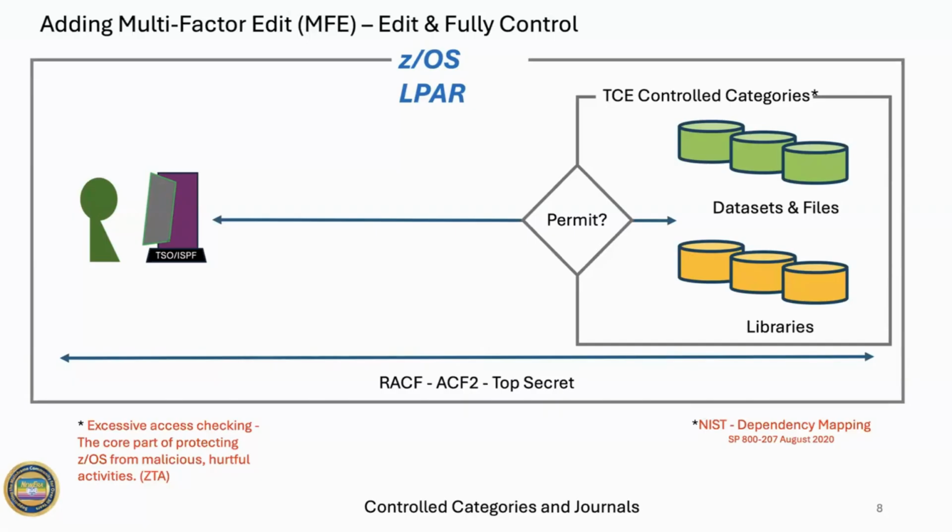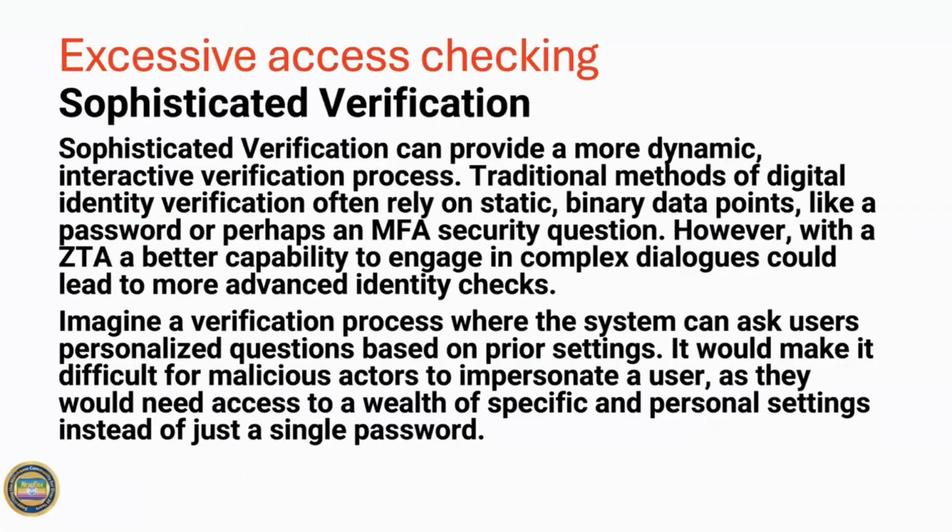They want us to understand this by doing excessive access checking, where we can confirm the identity of the person making the request. And in the mainframe world today, I don't know of any other product except for the control editor that gives you that ability. And what we're talking about here is something we're familiar with, and what they're asking us to implement on the mainframe. That's something called sophisticated verification.